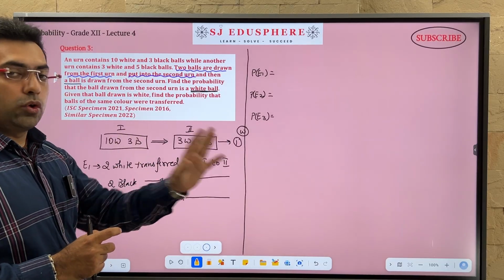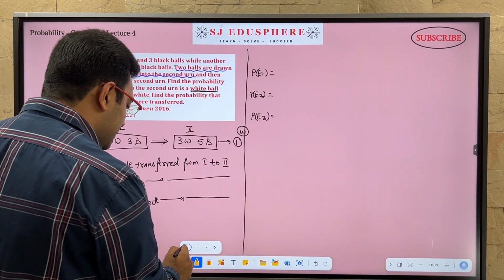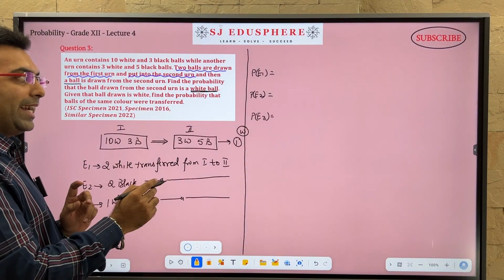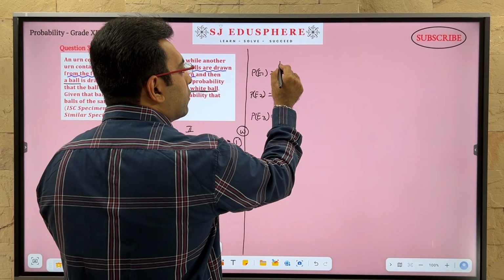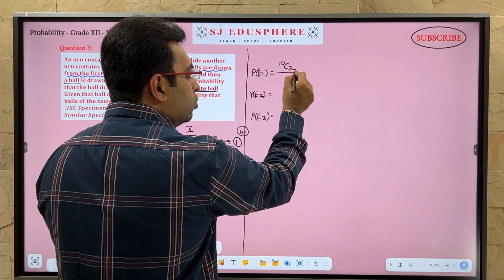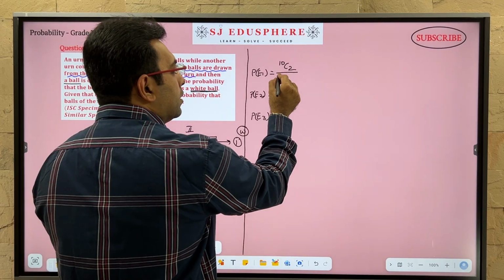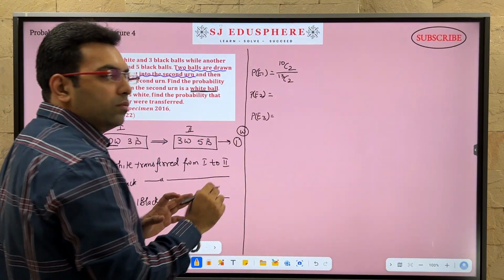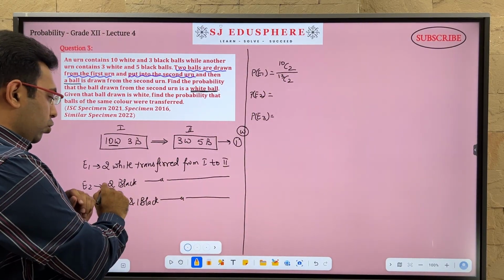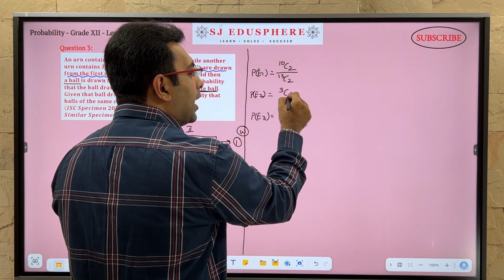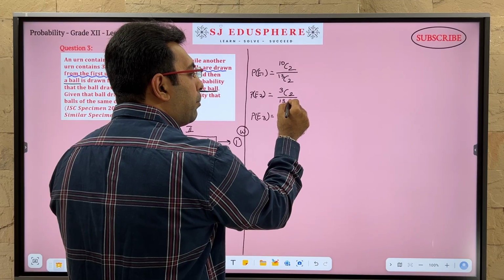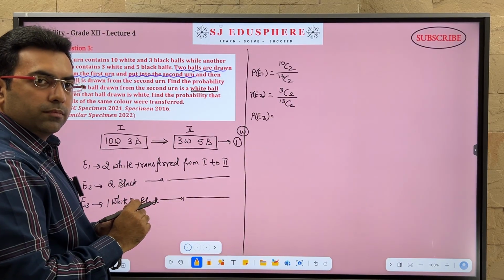Right now, two balls are transferred. What are we saying? First one is two white. So how many white balls are there? 10. So out of 10, I transfer 2 upon 13C2. Next, two black balls are transferred. That is, out of 3, I transfer 2 upon 13C2.